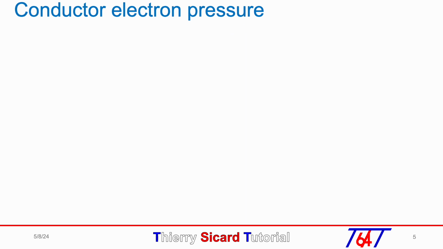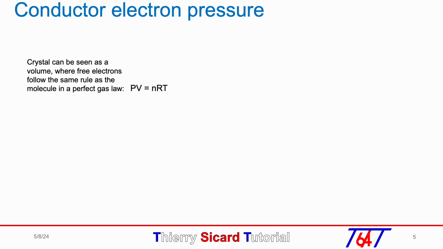In TRICR tutorial number 43, we compared the free electron in a crystal with a gas molecule in a volume following the perfect gas law PV equal nRT. Each conductor has its own equivalent electron pressure. Different conductors will have different electron density, which means different pressure of the electron gas.